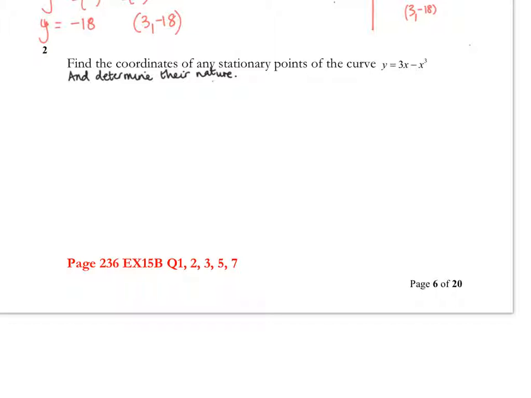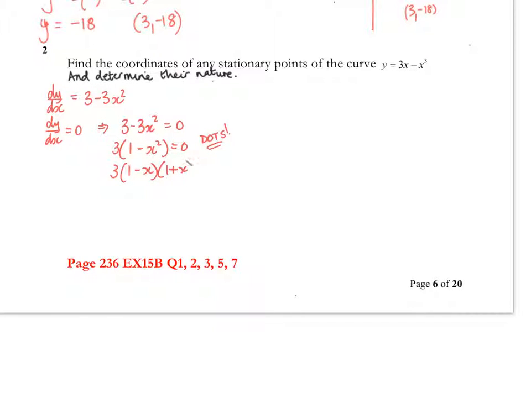Right, so for stationary points, we need dy by dx, which is equal to 3 minus 3x squared. For stationary points, dy by dx is equal to 0. So that tells me that 3 minus 3x squared is equal to 0. Take a common factor of 3, and we've got the difference of two squares. So if we do that, we've got 1 minus x, 1 plus x. So that means that x can be equal to 1, or it could be equal to minus 1. So we've got two turning points there.